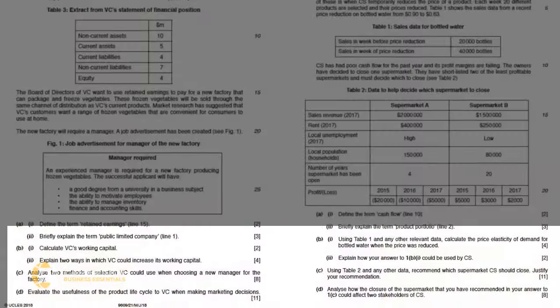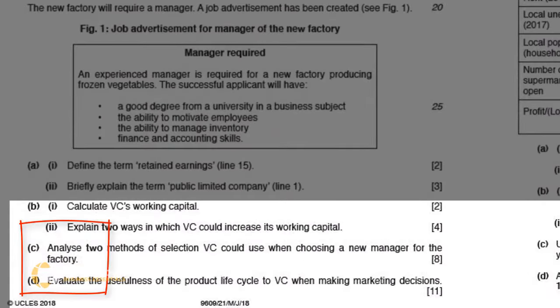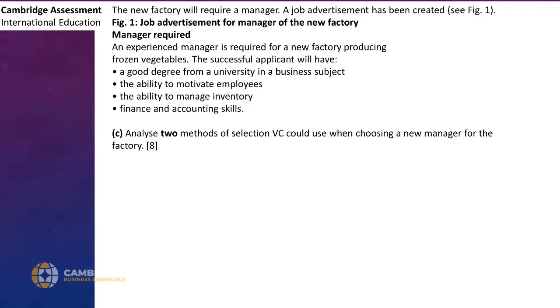There are 2 essay questions for each case study, one with the command word analyse and one with the command word discuss, recommend or evaluate. Let's start with the analysis question, nearly always 8 marks, and the C question. Here the examiner is looking for 2 developed paragraphs of analysis.